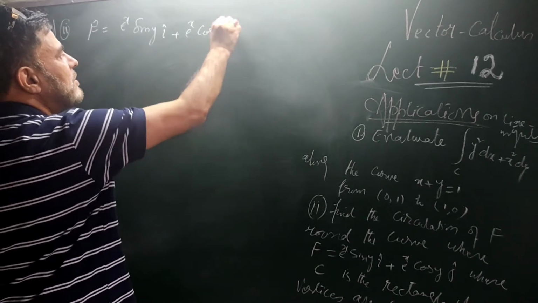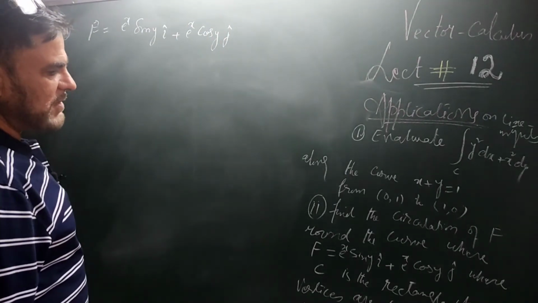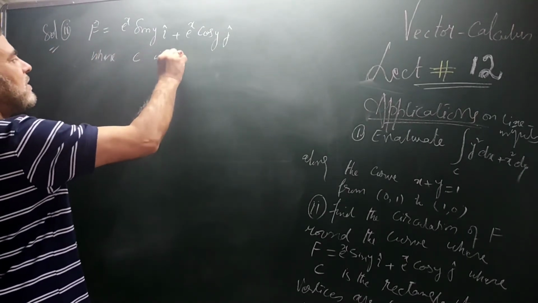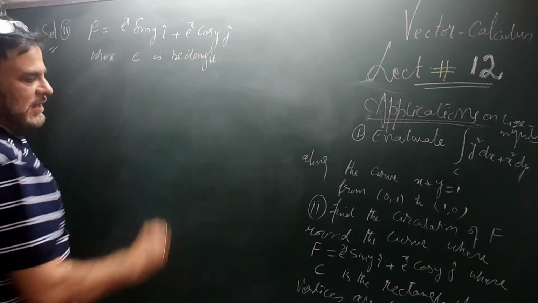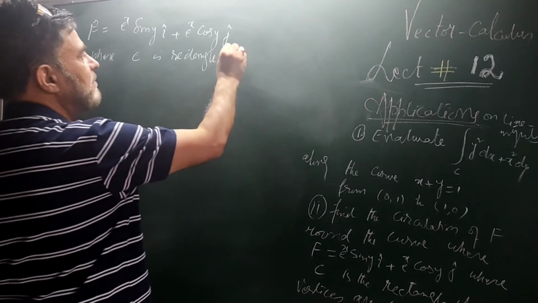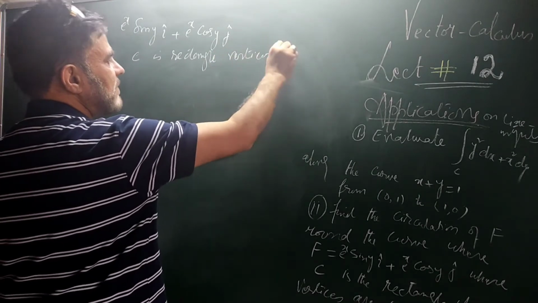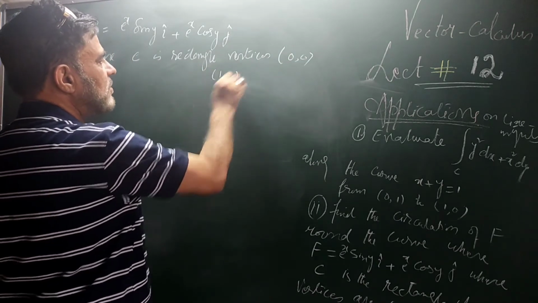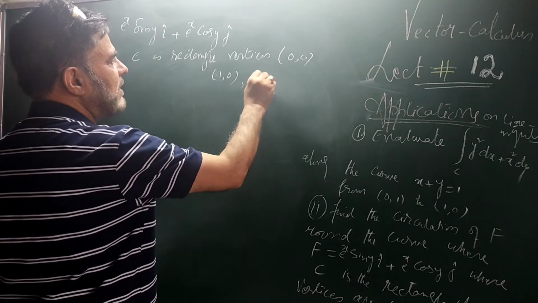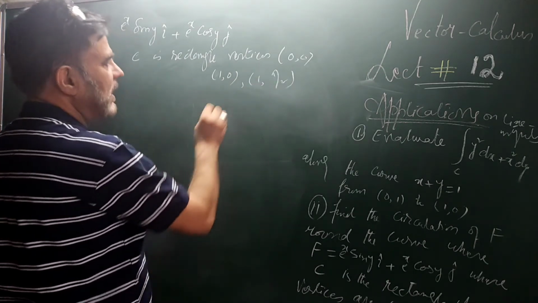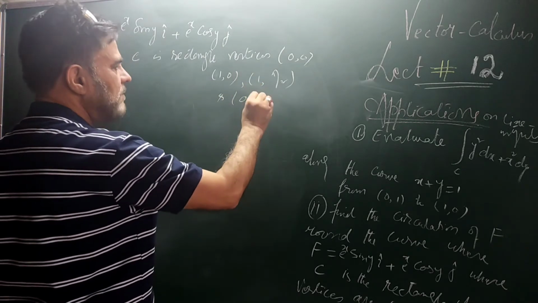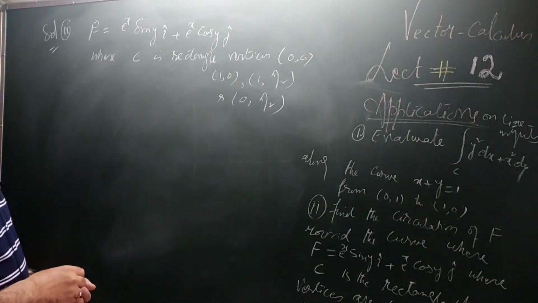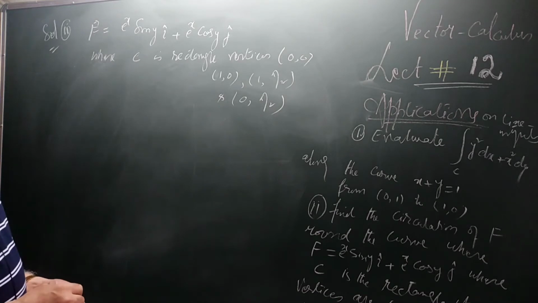It is also in plane geometry. e raised to power x cos y j, where C is a rectangle whose vertices are given by 0, 0, 1, 0, 1 comma pi by 2 and 0 comma pi by 2. This is the problem. You have to find out the circulation.